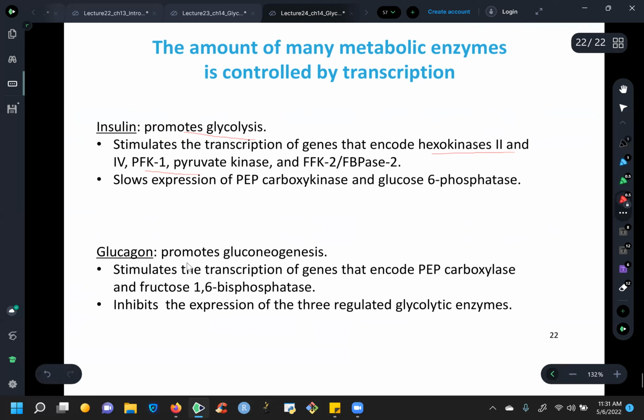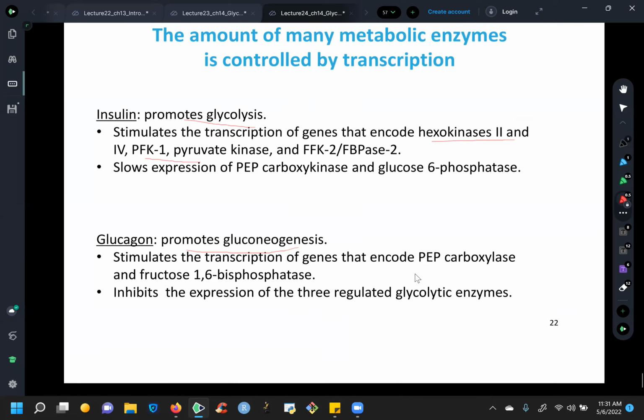And glucagon is the opposite. It promotes gluconeogenesis. So it makes sense that it would stimulate the transcription of those genes for gluconeogenesis, like the four enzymes that are required to bypass those three irreversible reactions from glycolysis.